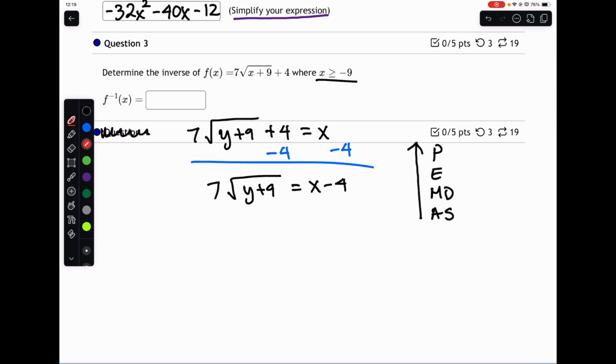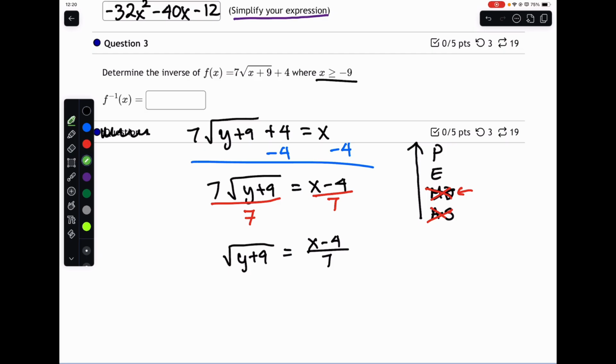We are now going to divide both sides by 7. Since we already did this, we can now move to multiplication or division. And we do have a multiplication on the outside. We're multiplying again by a 7. So the inverse of multiplying by 7 is dividing. So we're going to divide by 7. And we end up with y plus 9 equals x minus 4 divided by 7. So we're done with that.